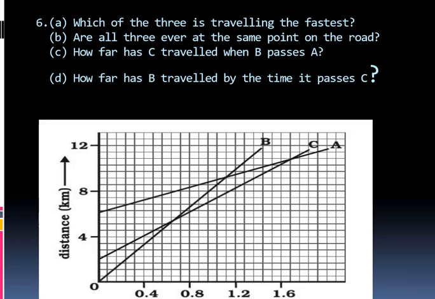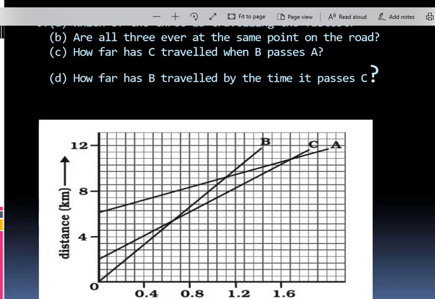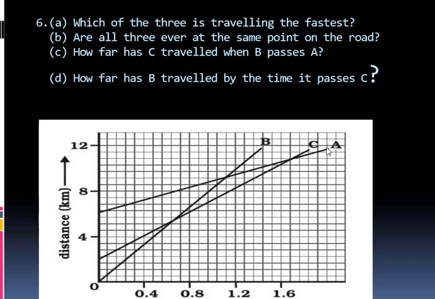So, let's start. Here you can see question number 1. The first question is, which of the three is traveling the fastest? So A, B and C, out of these, which one is traveling fastest? In a distance-time graph, if you represent the motion of a body, larger is the slope, larger is the speed.